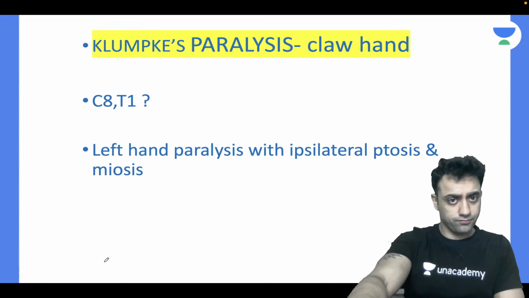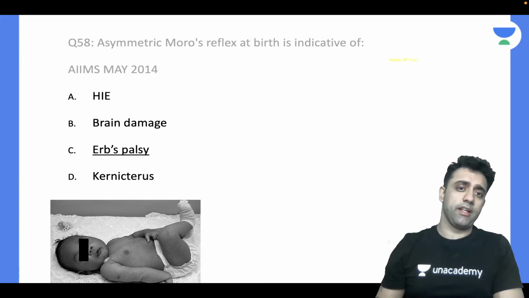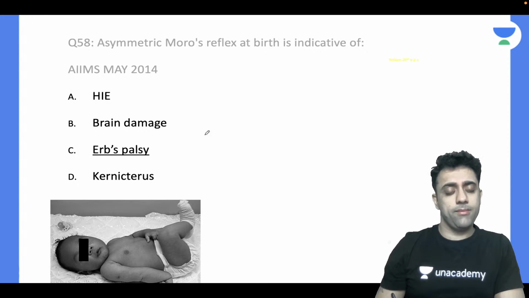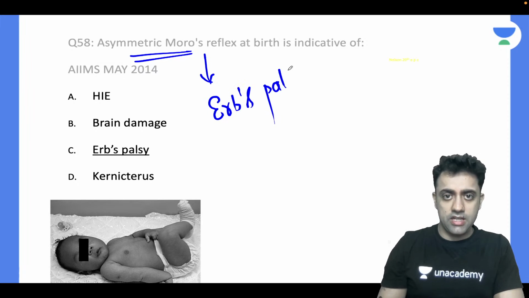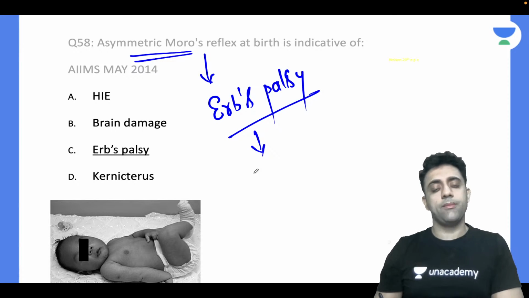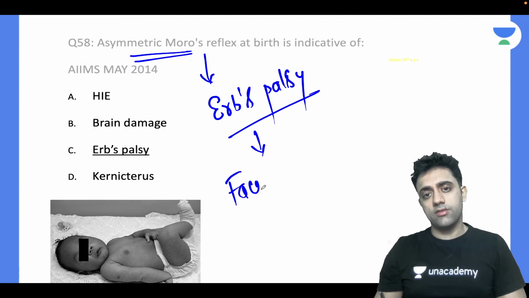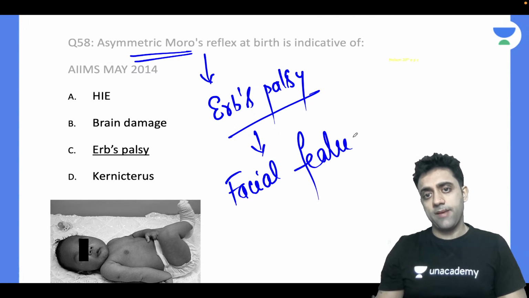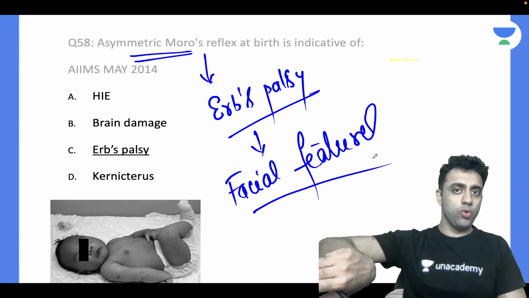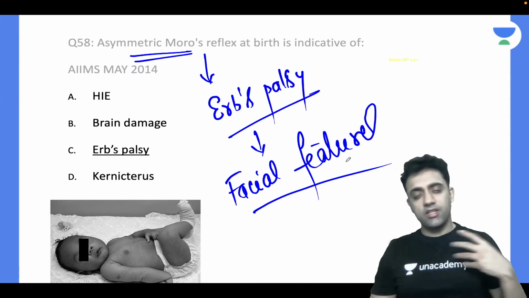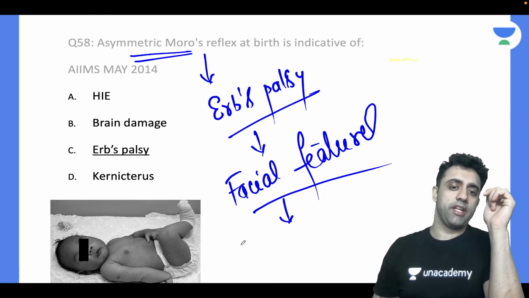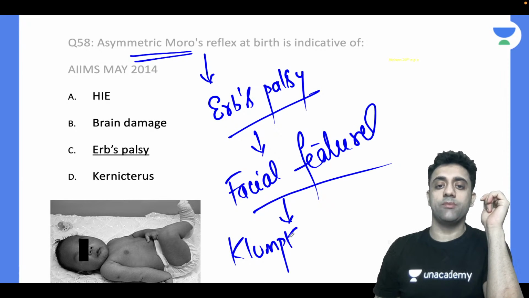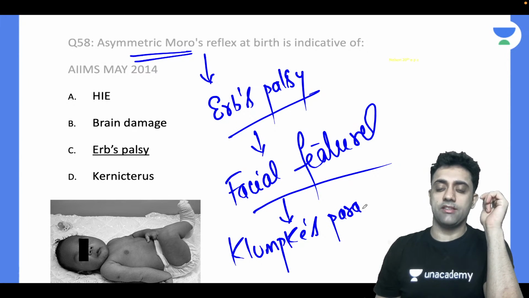Erb's palsy, okay? Now remember one thing. If the question comes about the asymmetric Moro reflex, of course our best answer will be Erb's palsy. But with the Erb's palsy, if the question says the baby is having asymmetric Moro, and also there is kind of miosis or some facial features also there, then what will you think of? Then you will think of Klumpke's paralysis. That is again an MCQ.